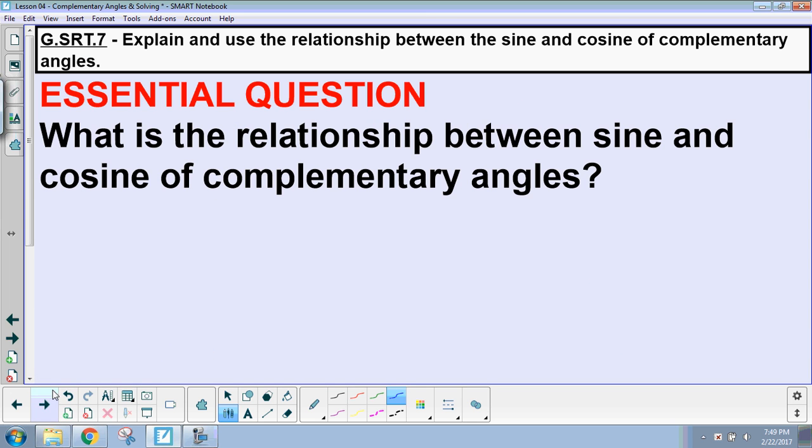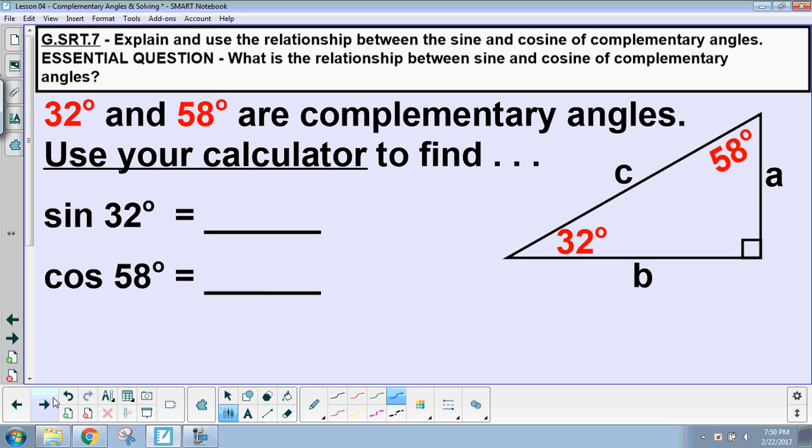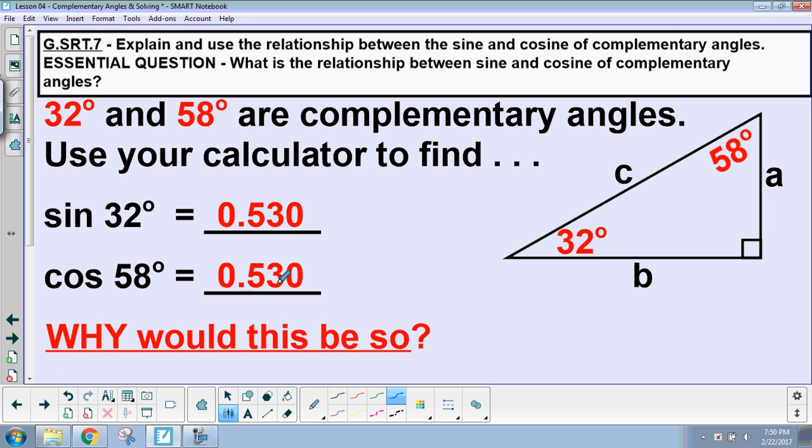We're going to look at this complementary angles idea. Remember, complementary means two angles add up to 90 degrees. Okay? Remember, supplementary means they add up to 180. Okay? We're going to chase this idea. So, 32 and 58 are complementary angles. Use your calculator to find sine 32 degrees and cosine 58 degrees. Again, you should be getting this practice in. Use your calculator. Alright. You should have got 0.53 and 0.53.